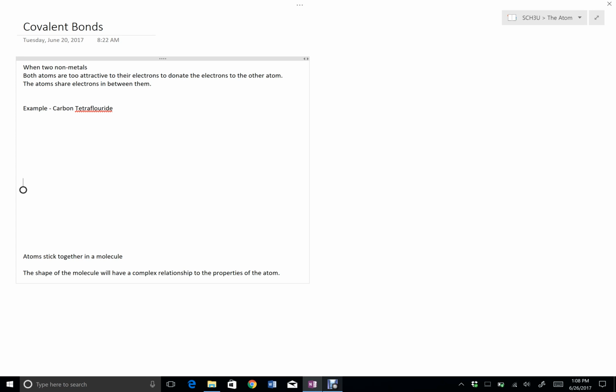So when you have an ionic bond, you have a metal and a nonmetal. The nonmetal likes electrons a lot, and the metal is willing to give up its electrons, so you have somebody that donates from one to the next. But when you have two nonmetals, they both are too attractive to their own electrons for one of them to act as the donor for the other.